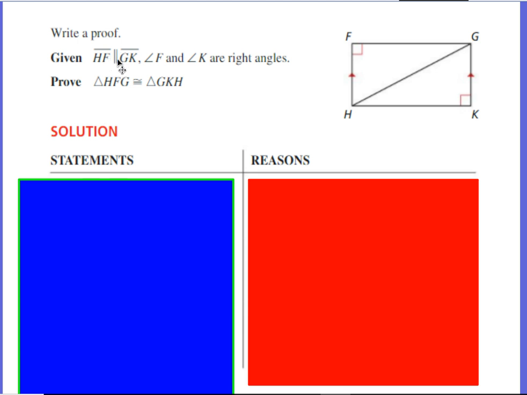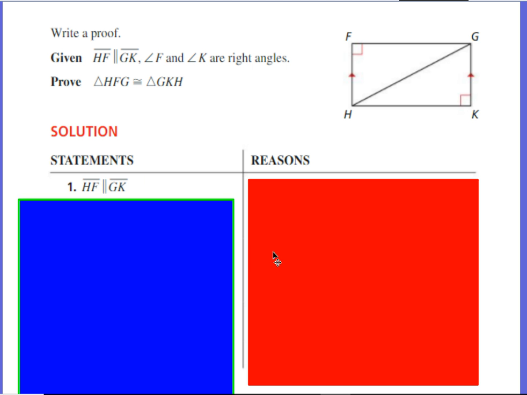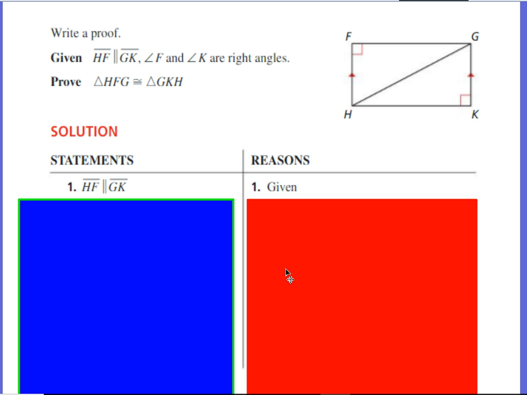I have that HF is parallel to GK and that F and K are right angles. So what do I know? HF is parallel to GK, of course. That is what we're going to start with. Well, why is this important? Again, think about what we said in our last video. Parallel lines are descriptions of the lines, but they tell us something about the angles. And so we can utilize this to our advantage as well.